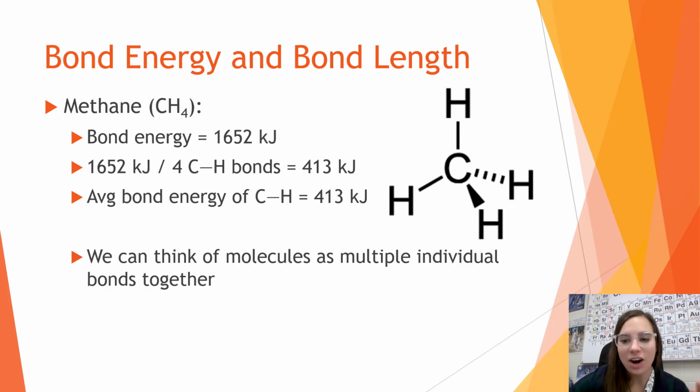And then that also means that we can treat a molecule as just a sum of its individual bonds. So the whole bond energy. So for example, each carbon-hydrogen bond is 413. So we have 4 carbon-hydrogen bonds. So altogether, it's 1,652.